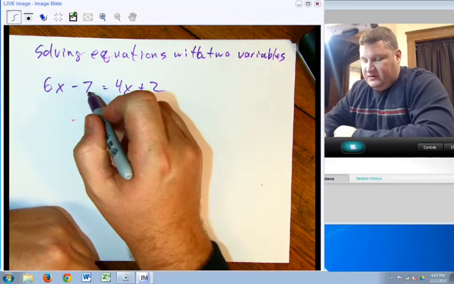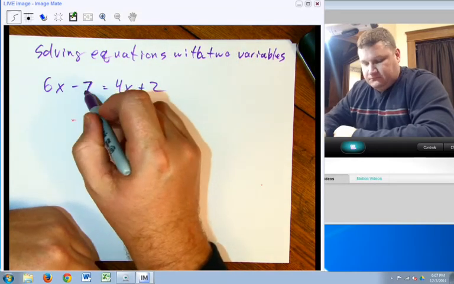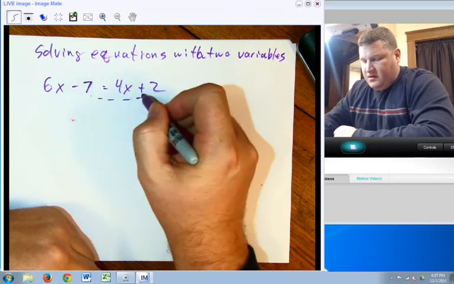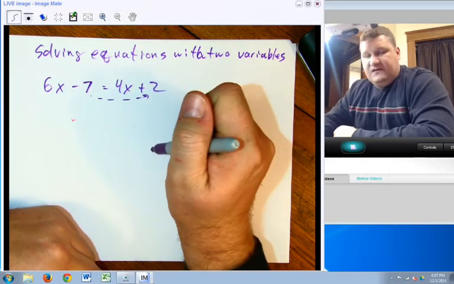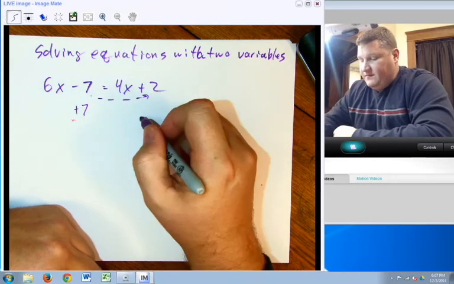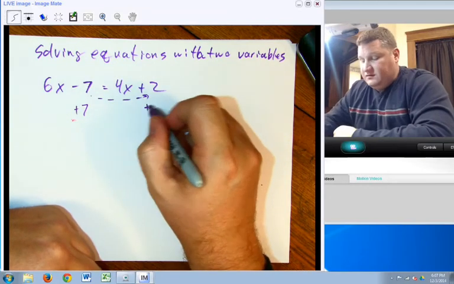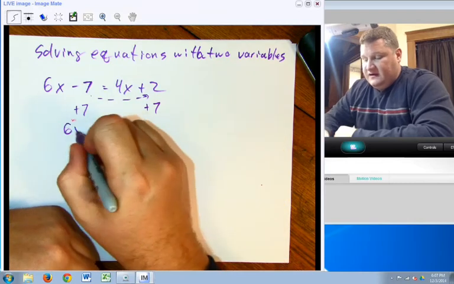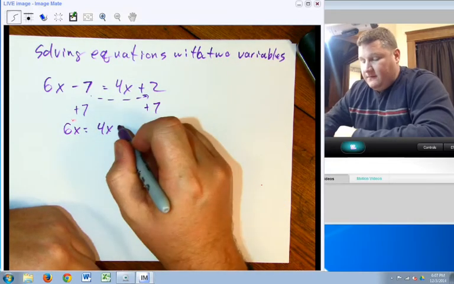So, if I want to start with this 7, and I want to move this 7 over here, what's the first thing I need to do? That's right, add 7. If I do it to one side, I must do it to the other. That gives me 6x equals 4x plus 9.